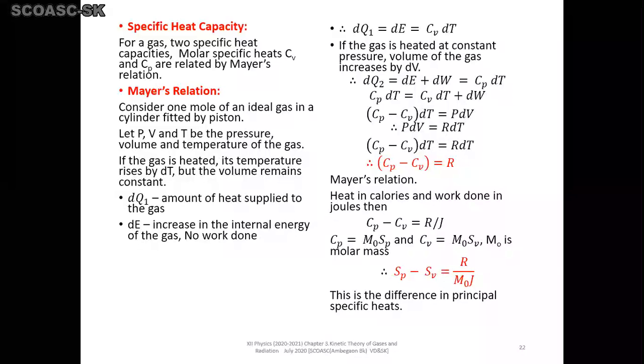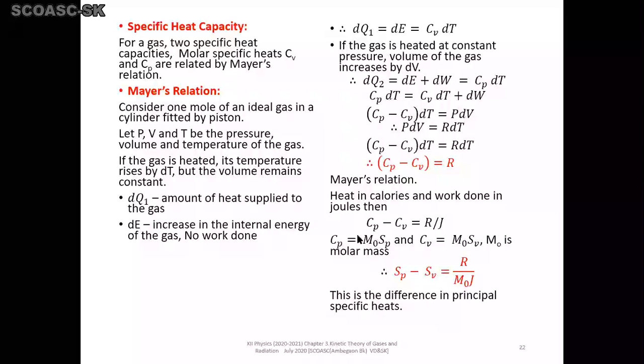Also, I can write down this particular expression in terms of the principal specific heats. I told you that Cp is the molar specific heat and Sp is your principal specific heat. Now, how are they related to each other? They're related by the molar mass. So if I substitute M0 into Sp instead of Cp and M0 into Sv instead of Cv, I can get the Mayer's relation, the difference in the specific heat at constant pressure and constant volume, in terms of principal specific heats. This is the answer that I get.